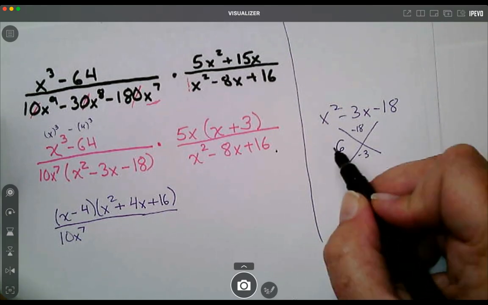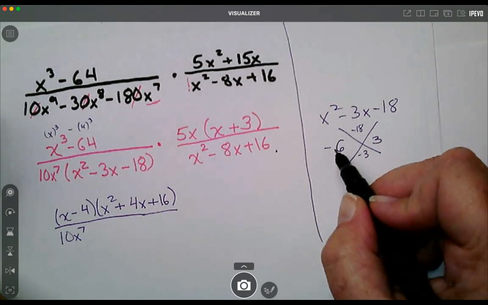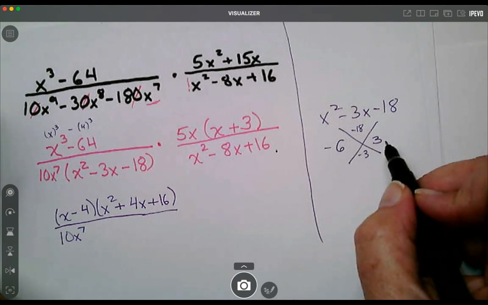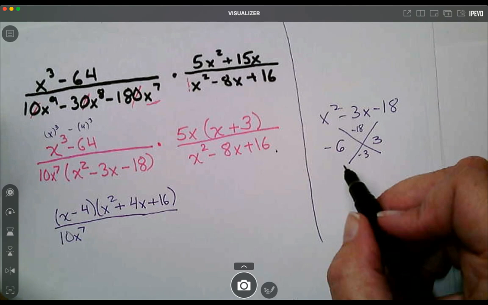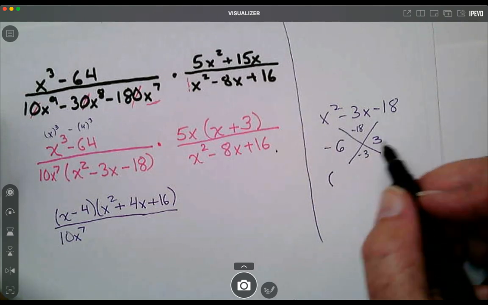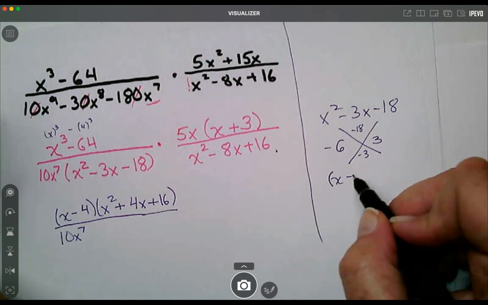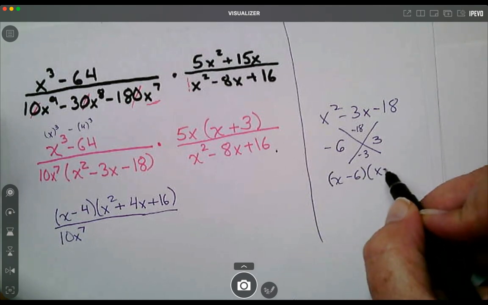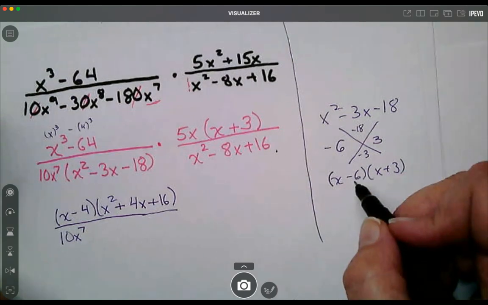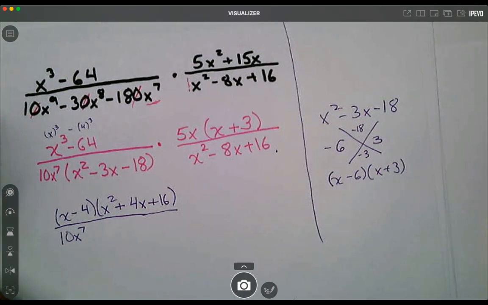6 times 3, negative 6, right? These signs match. Bigger number. That works. Because it's big X, I don't have to do the bring down. I just write x minus 6, x plus 3. Don't even talk to me about flipping signs. That's not a thing. X minus 6, x plus 3.